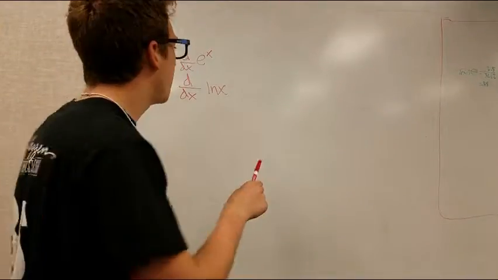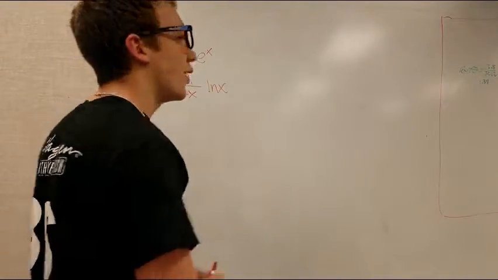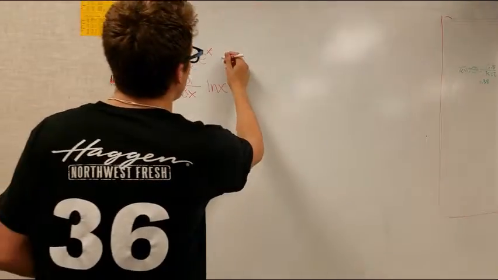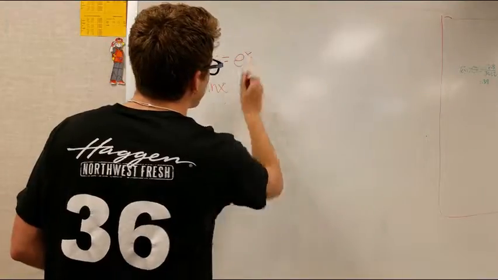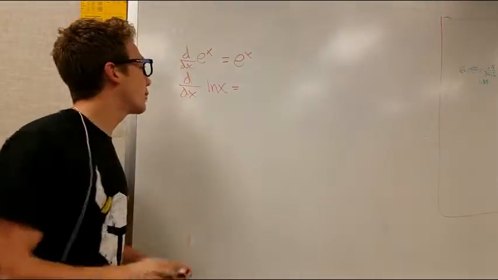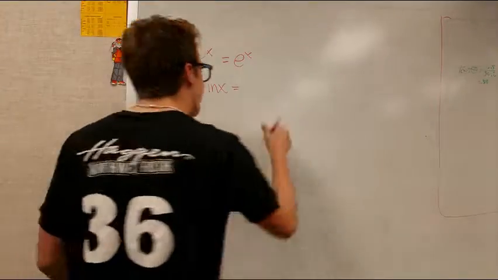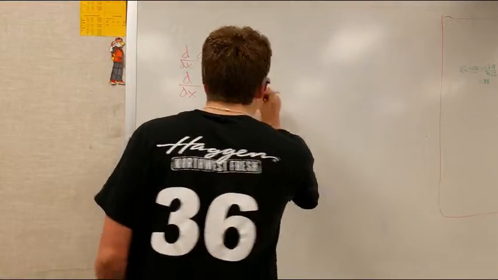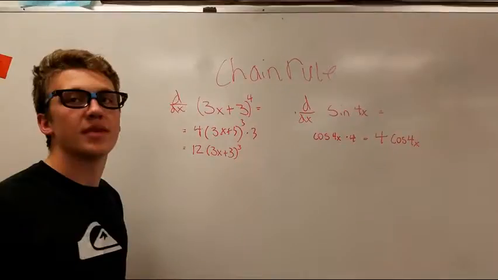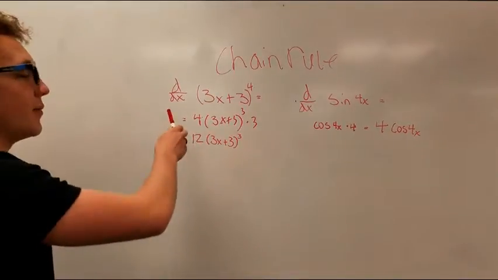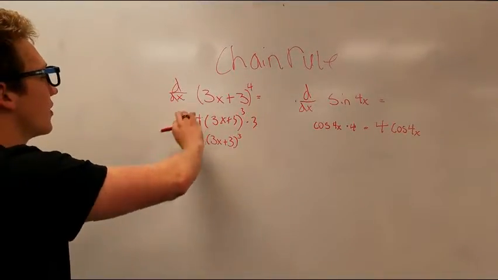Another thing you have to remember off the top of your head is that the derivative of e to the x is simply e to the x. And then this one's pretty easy to remember as well. The derivative of ln x is 1 over x.